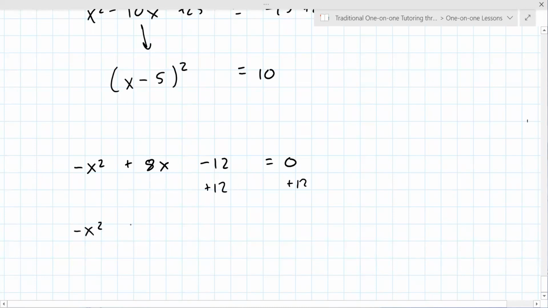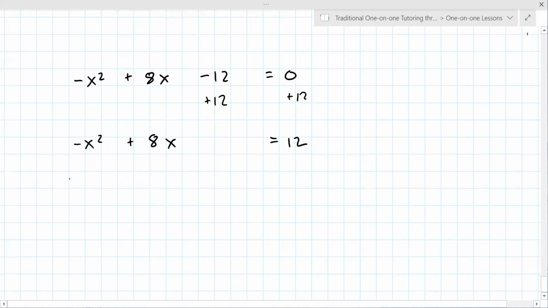So it's minus x squared plus 8x equals 12. Okay. You factor out the negative. x squared minus 8x equals 12. So how do you complete the square here? Well, it's just like you did the previous problem. It's x minus 4 squared. It's half of that number.